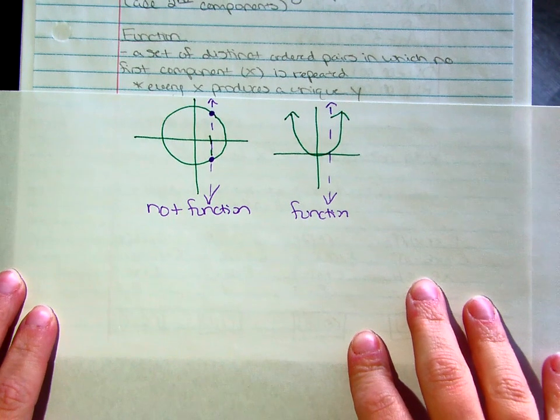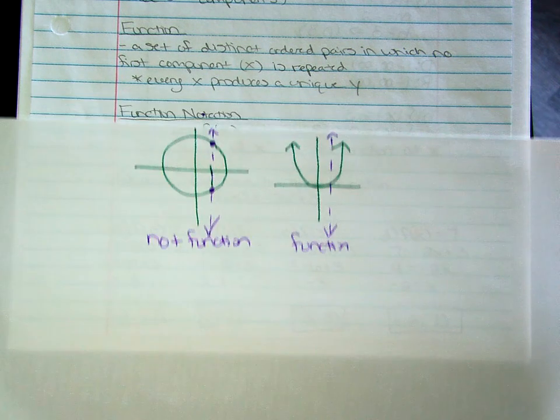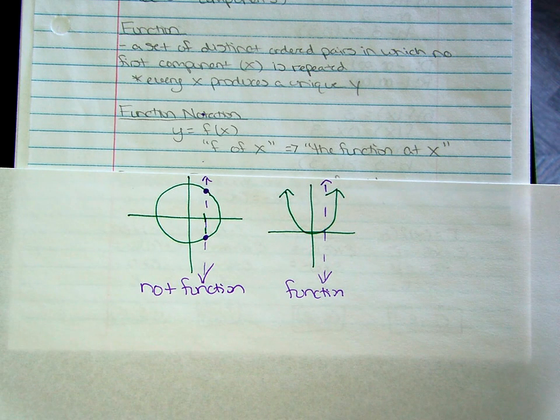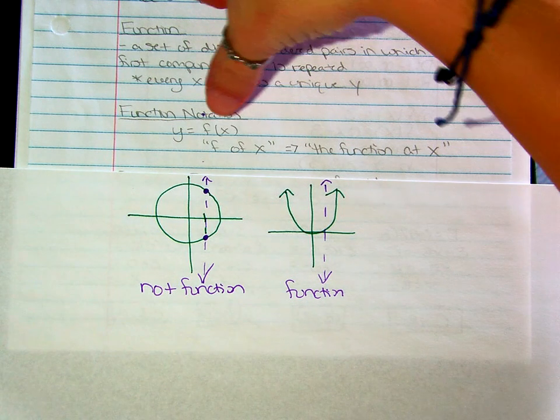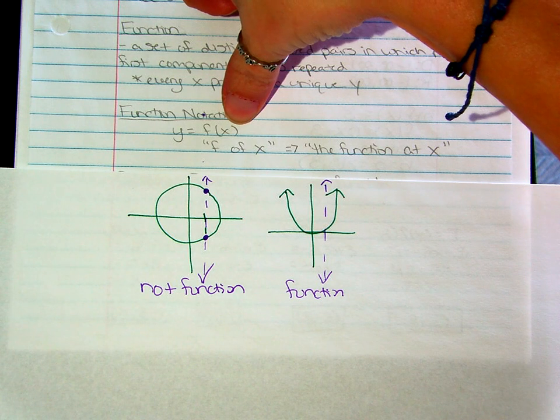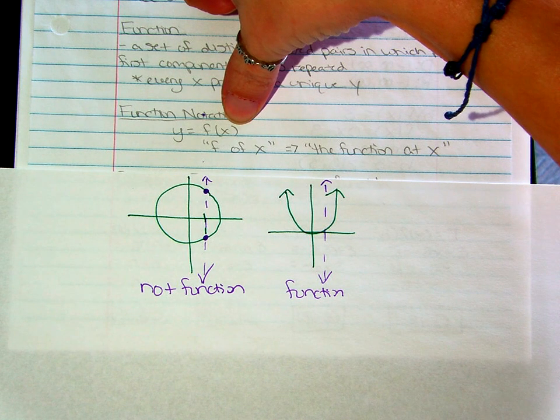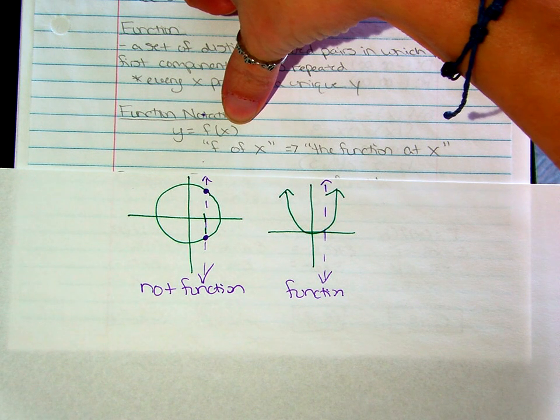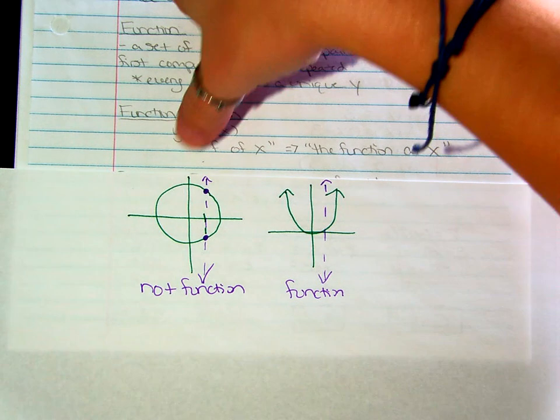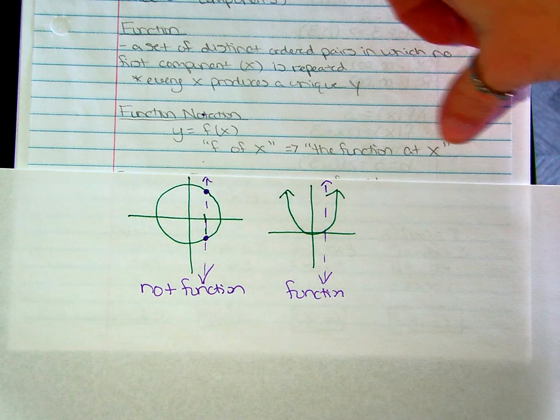Okay, let's look at function notation. Function notation is where we take an equation, like y equals 2x plus 3. We can change that into function notation simply by substituting f of x in place of the y. That's all you're doing. So instead of saying y equals something, we're going to say f of x equals something. That's how we say it is f of x, or we say the function at x.